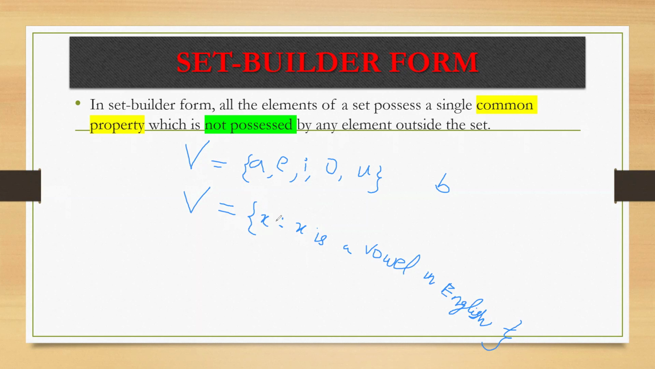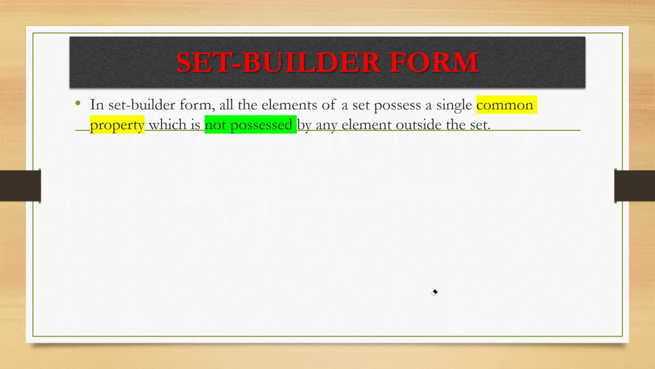So how are we writing in set builder form? Starting with curly braces, then we take all the elements as a general element X, then colon, and then we write the common property. Clear? So this is set builder form. In set builder form, the most important thing is that we should find a common property possessed by the elements of the set, which is not possessed by any element outside the set. So here is the general form of set builder form: set of all X, and this colon is read as such that X has, and then we write the common property. Let us see some examples.